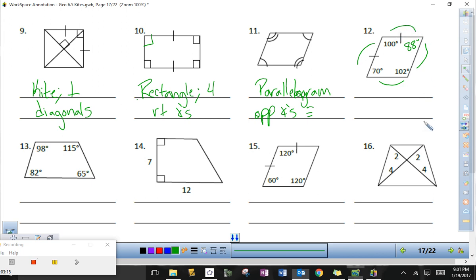So I've got no supplementary angles, no congruent angles, and I've just got one pair of consecutive sides that are congruent. That is not enough to tell me anything about these side lengths, so we're just going to call this a plain old quadrilateral because it's got 4 sides.